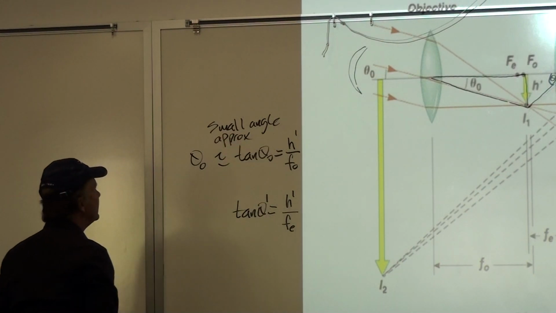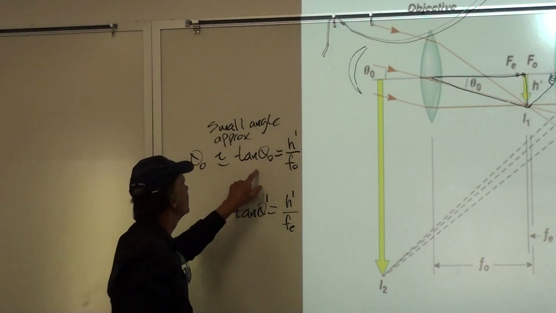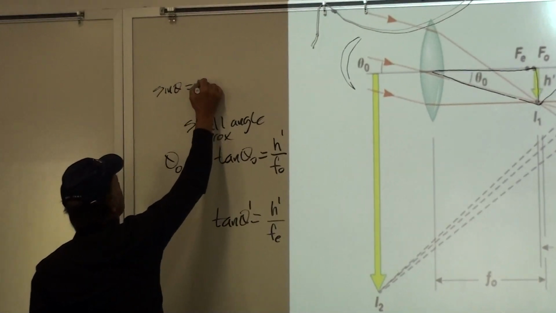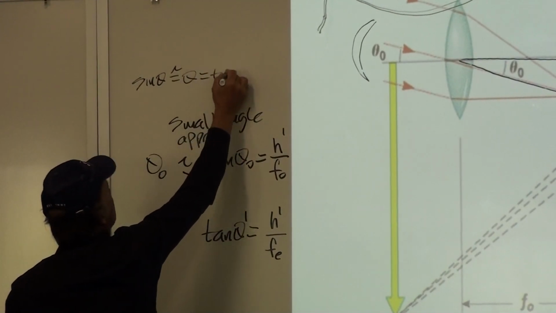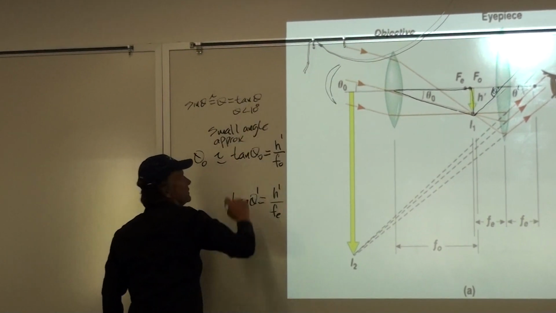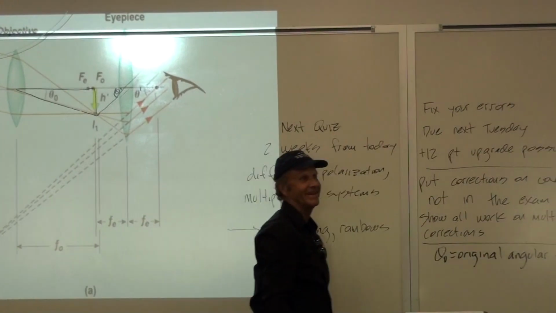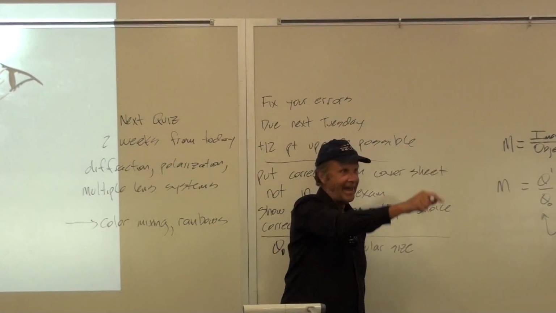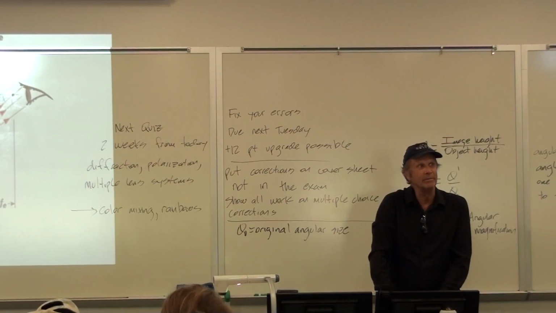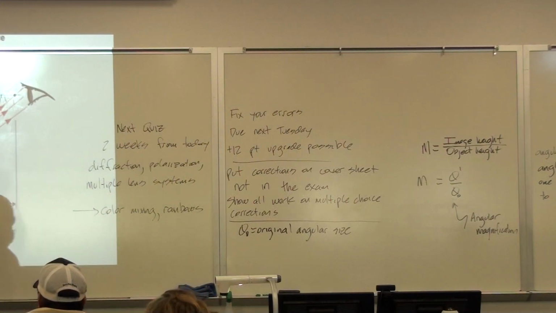Because the sine of theta and the tangent of theta and theta itself are all approximately equal as long as theta is less than about 10 degrees. You're not going to be looking through 10 degrees at an object in your telescope. You're going to be looking at things half a degree. The biggest thing you're going to look at is the moon, half a degree. So that's your small angle approximation as well.